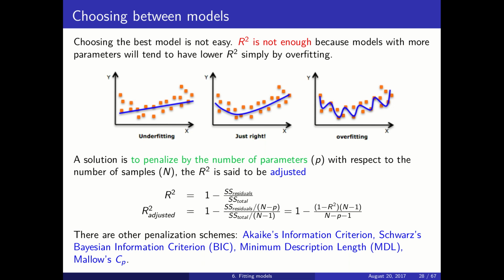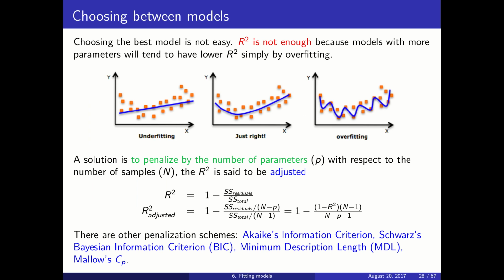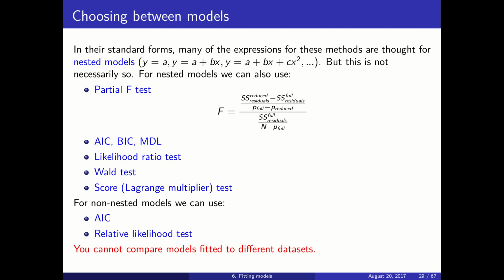And there are many other penalization schemes. They are a bit more complicated, like the Akaike information criterion, the Bayesian information criterion, minimum description length, and so on. So if you have multiple models, how do you choose which one is better than the other? So we have already seen one criterion, but this criterion is not automated. So let's see if we can construct a test that is a way to automate the decision of whether to choose the new model or not.